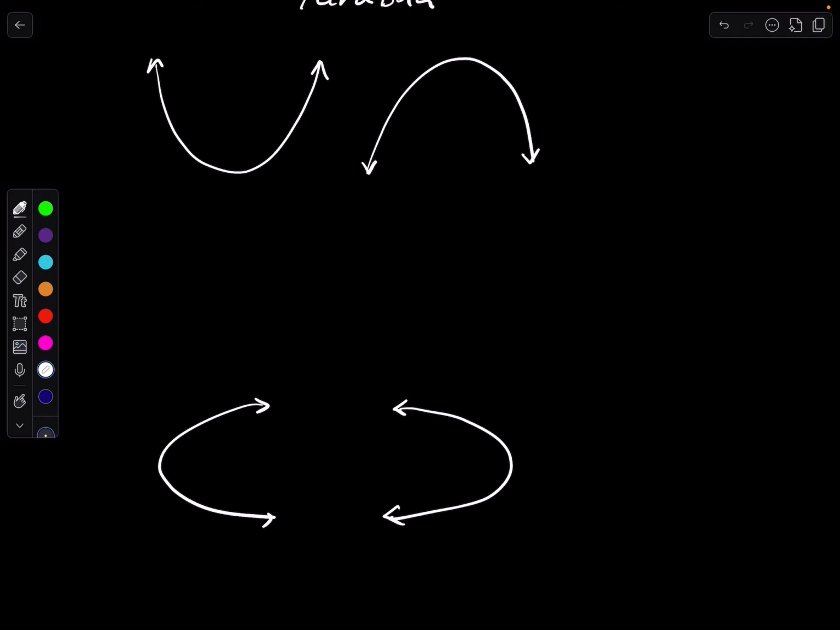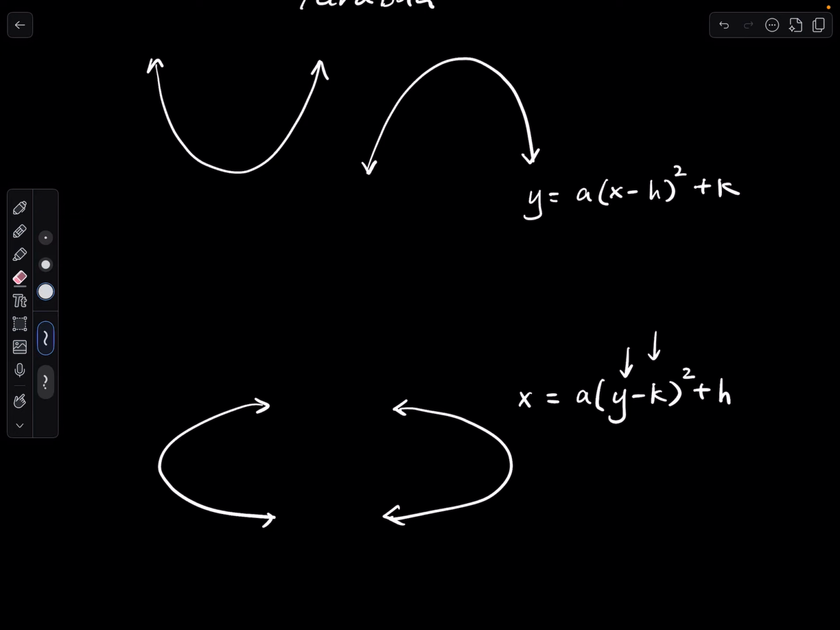The equation of the up and down parabola is y equals a(x minus h) squared plus k. Look at the square on the x, where the y has no square. The bottom two are x equals a(y minus k) squared plus h. Notice how the square is on the y and the x has no power. The h and k will be with their x and y. So if this is an h, it's going to be with the x. Whereas if this is a y inside, you're going to have a k inside as well.